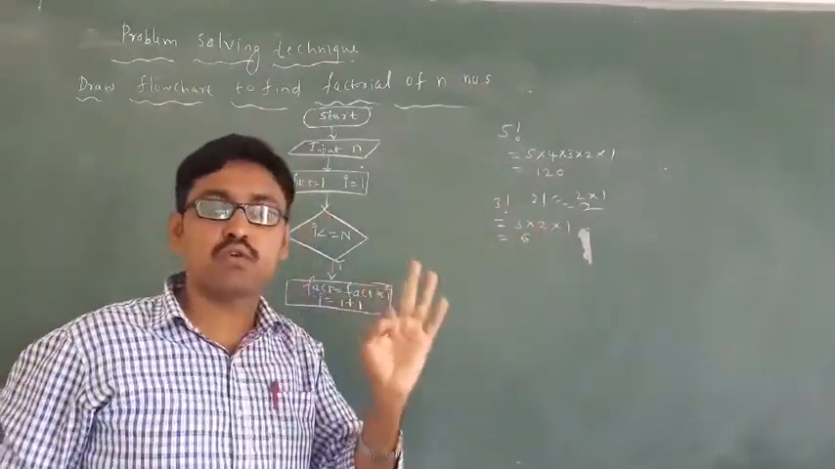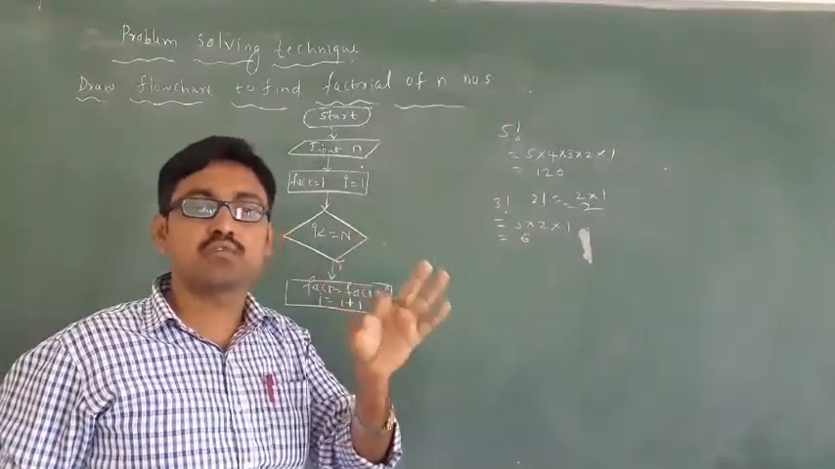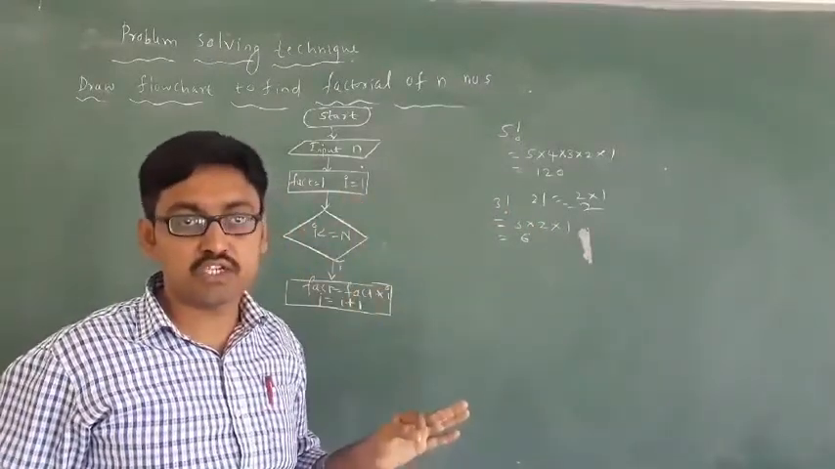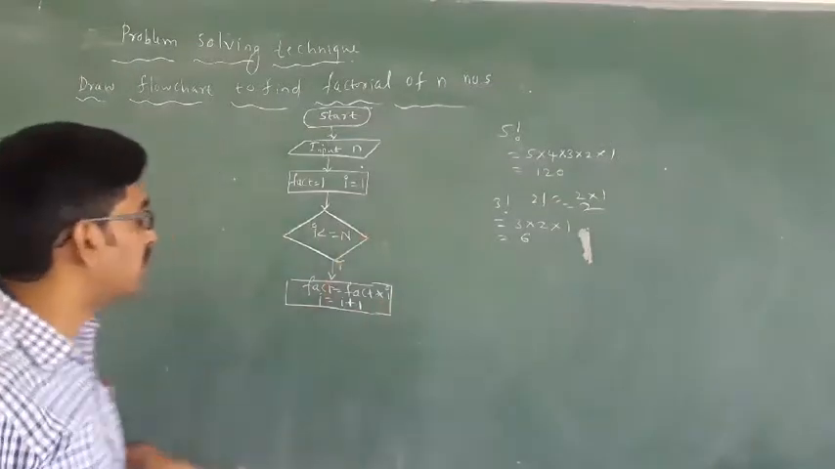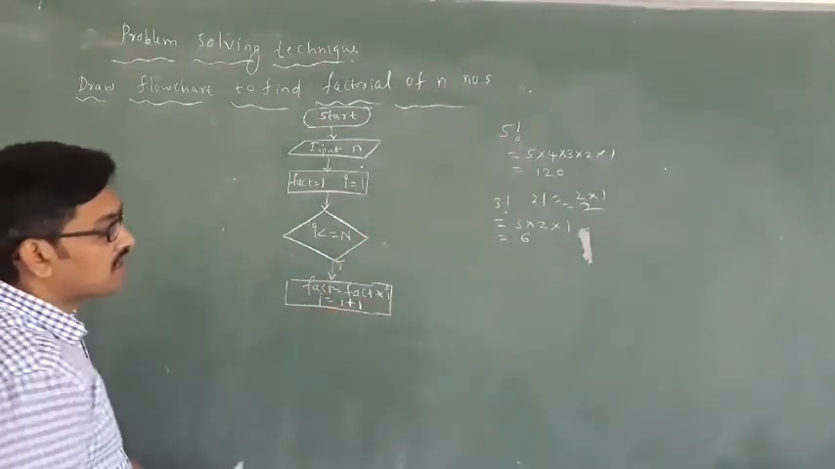Star always means multiplication in computer science. Okay, you have to remember this. Fact equal to fact star I.